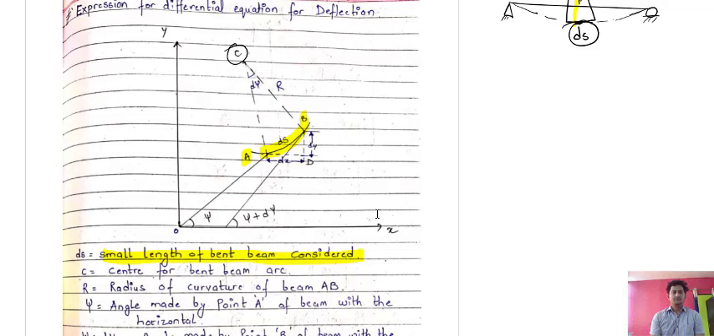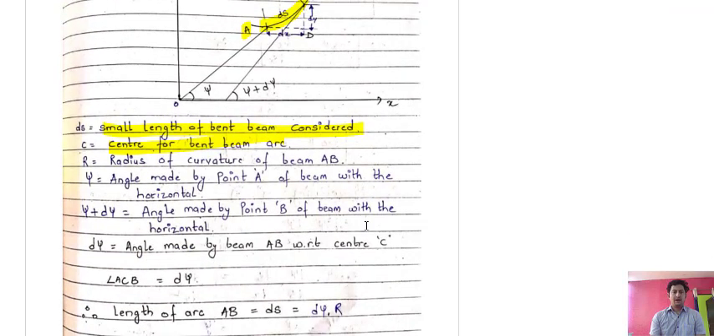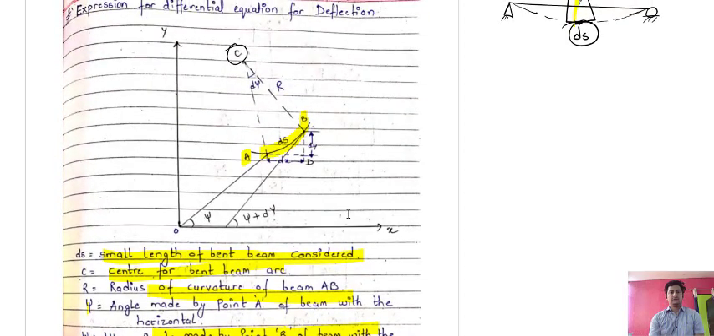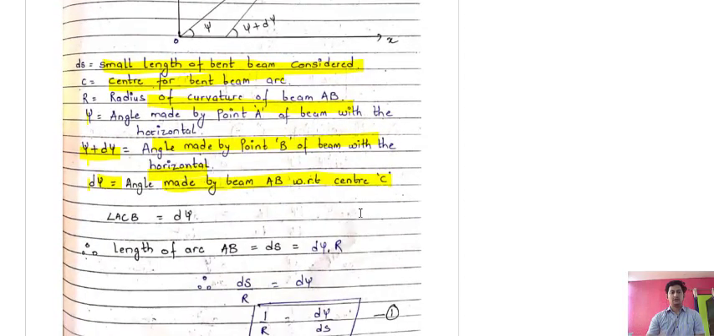Because we have taken a very small part here, C is the center for the bent beam arc, and R is the radius of curvature of the beam. Psi is the angle made by point A of the beam with the horizontal, and psi plus d psi is the angle made by point B of the beam with the horizontal. And d psi is the angle made by the beam AB with respect to the center.